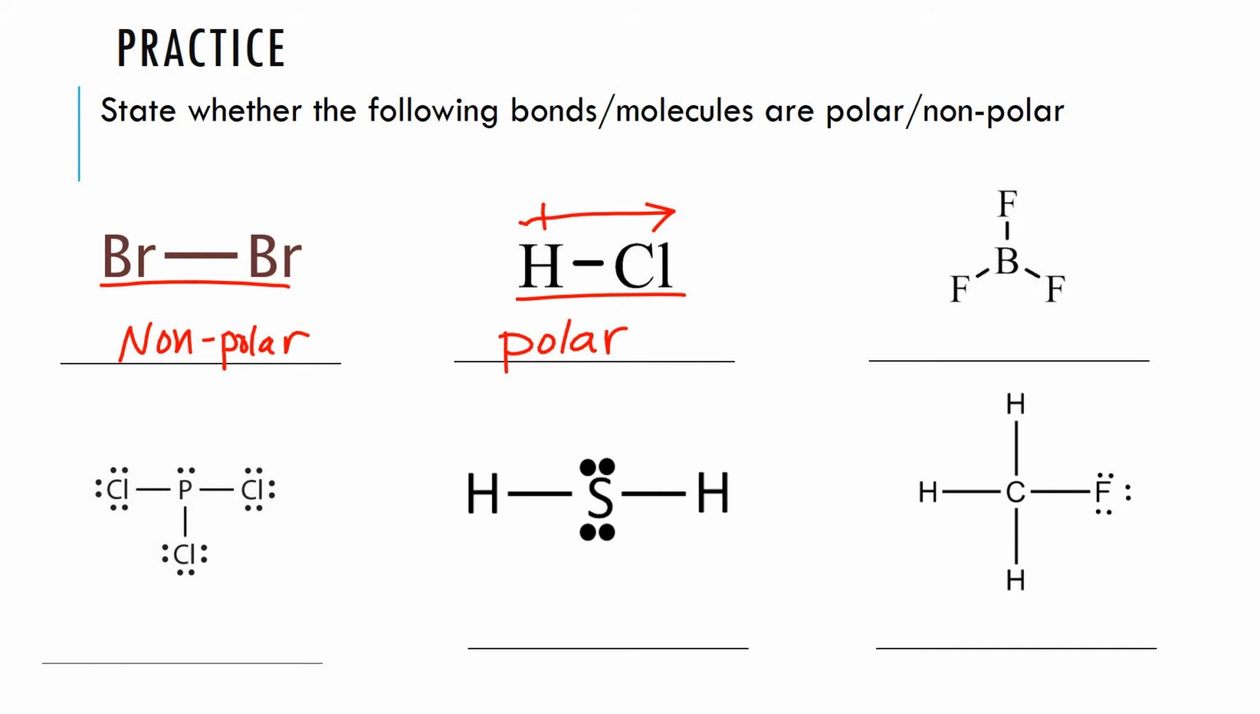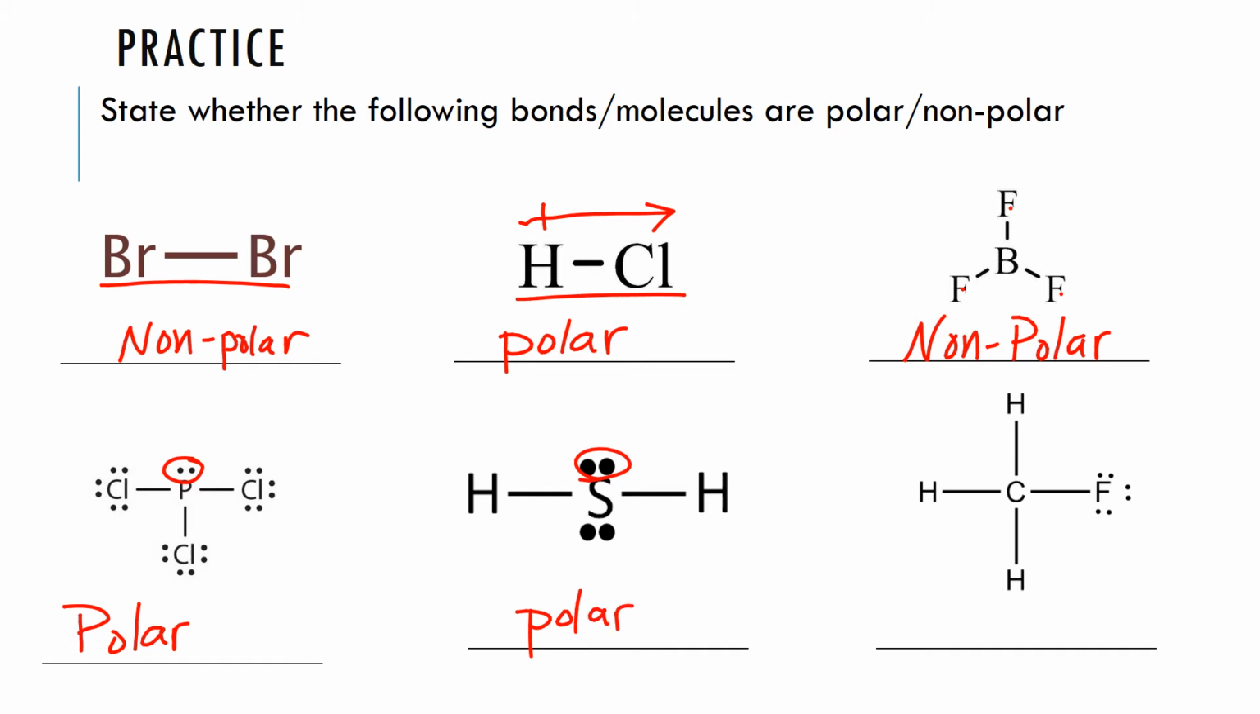Here we see no lone pairs of electrons on boron, and the atoms on the outside are the same, so this molecule is nonpolar. If I replaced one of those F's with something else, then it would be polar. Oh, we have a lone pair of electrons on the central atom. No more questions need to be asked. It's polar. Same thing here, lone pairs of electrons, so this is also polar.